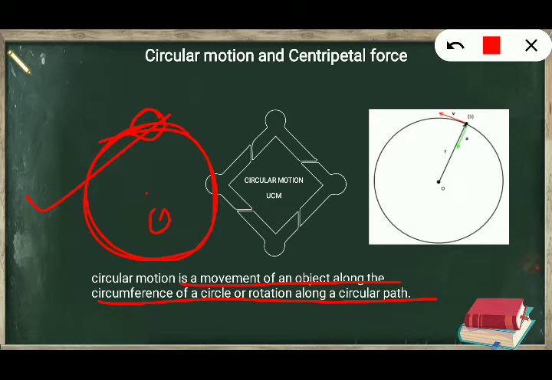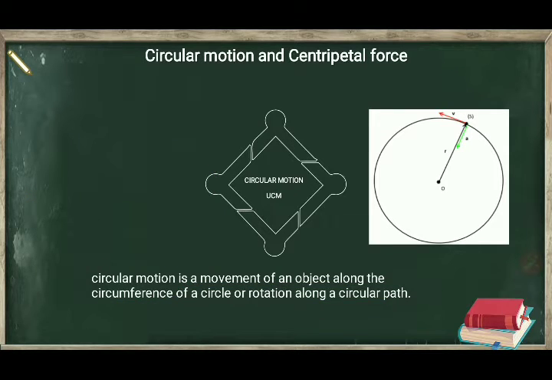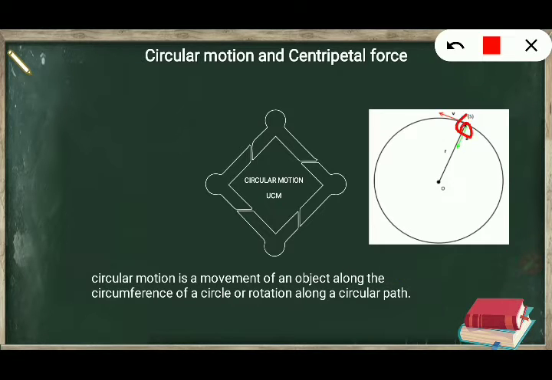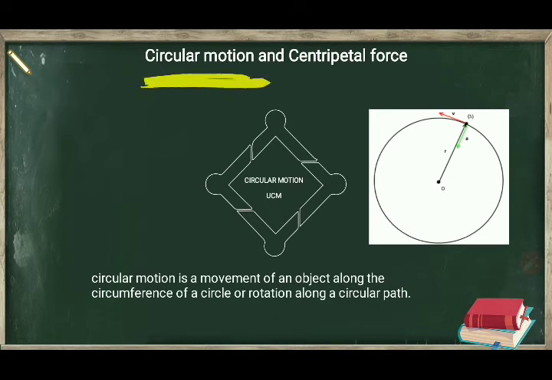That is simple. Now, if the object is rotating in circular motion, then at any instant of time the direction of the velocity of the object is always tangential to the circle. Suppose at this instant you want to know the direction of the velocity of this object. It is tangential to the circle. When the object is here, it is always tangential to the circle. This is the property of circular motion.